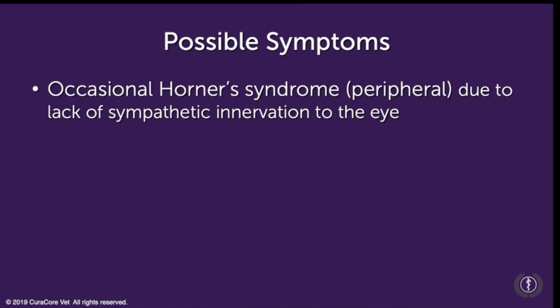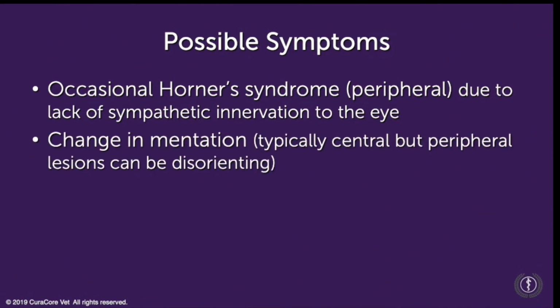Occasionally, with peripheral issues, they could have Horner syndrome due to the lack of the sympathetic innervation to the eye. There can be changes in mentation, particularly with central vestibular disorders, where they could be very subdued or even semi-comatose. Dogs with peripheral disorders find it disorienting, and they can be a bit anxious, but you typically wouldn't see them being real subdued or semi-comatose.